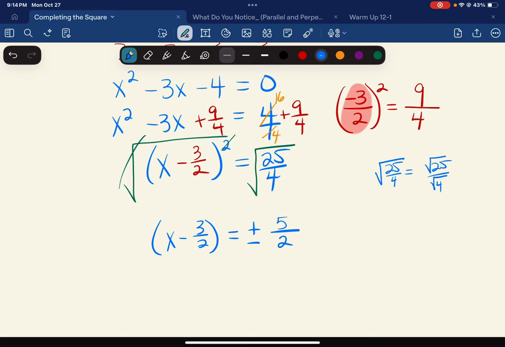Oh, and we really didn't need our parentheses anymore. I'm not sure why I put that. I must be getting tired tonight. So we have x minus 3 over 2 equals plus or minus 5 halves.